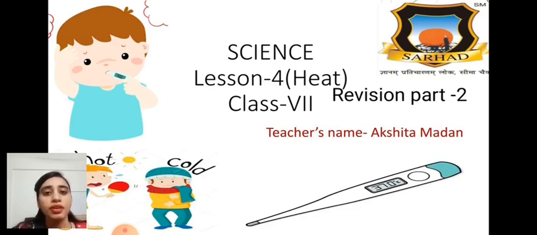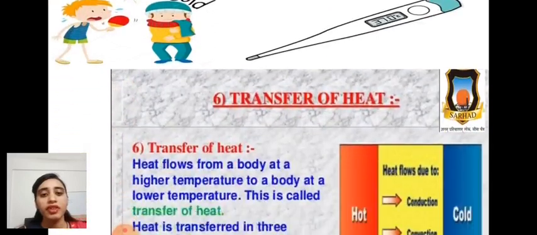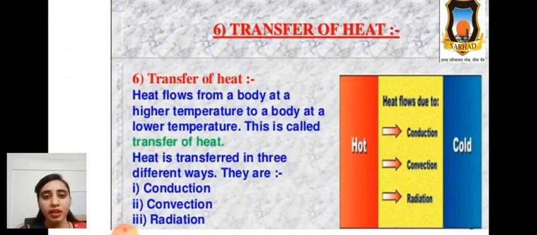Okay, so what is transfer of heat? It means when heat is transferred from a hot object to a cold object, that is called transfer of heat. It means heat is transferred from one part of an object to the other part. And heat is transferred by which methods? Three different ways. First is conduction, second is convection, and third is radiation.